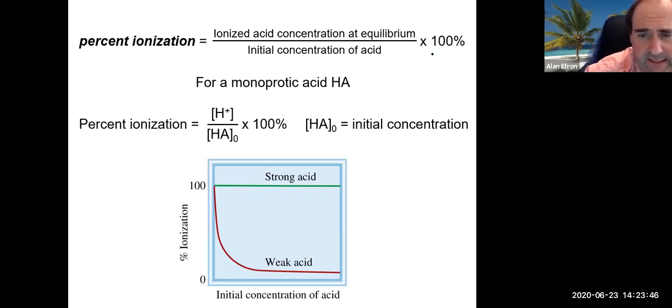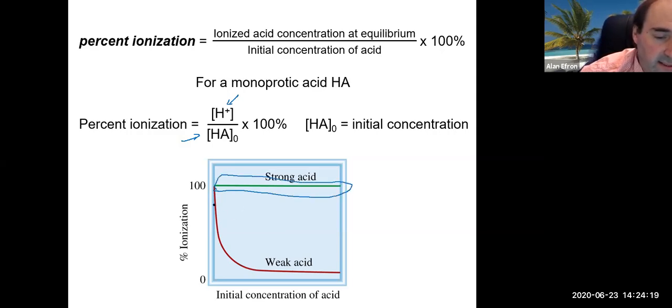And believe it or not, the percent ionization calculation is actually what we do to check our assumption. So when we check our assumption, we take the H plus concentration and divide it by the initial concentration of the acid. And that's essentially how we do percent ionization. So the percent ionization is the amount of free H plus divided by the initial amount of the acid times 100%. A strong acid will 100% ionize, as you can see here, all the way across.